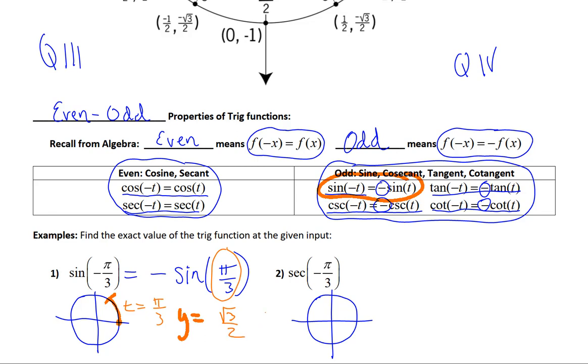However, since we used the negative identity with this sine function, which resulted in a negative sign in front of the function, that means we would make the result actually negative root 3 over 2. And so that's corresponding exactly with what the sine value is when the input is negative pi over 3, which happens to be the same as the negative sine of positive pi over 3, given the odd-even identity.